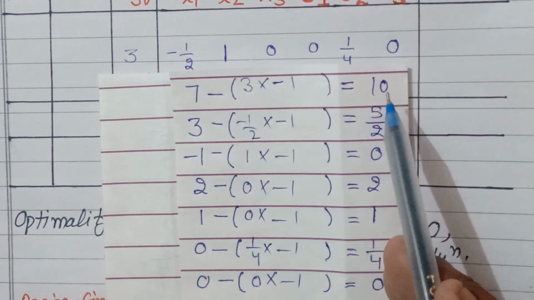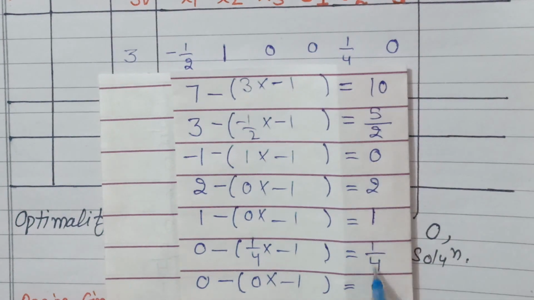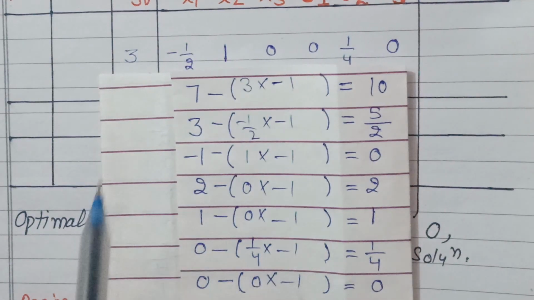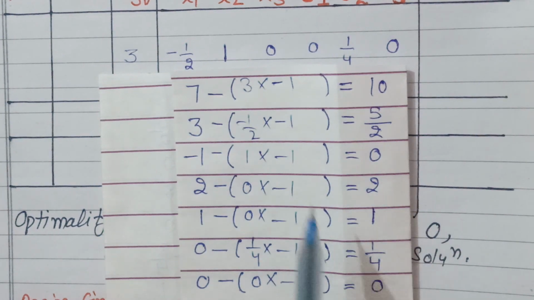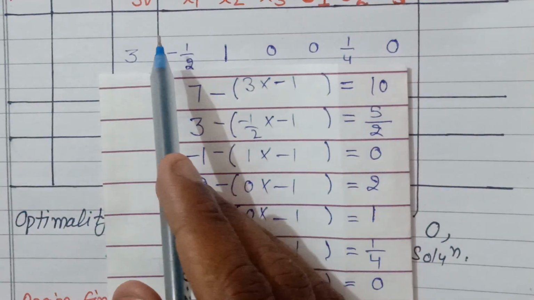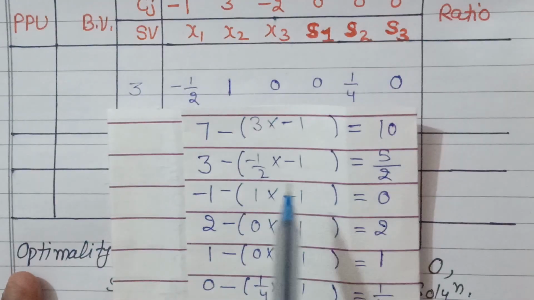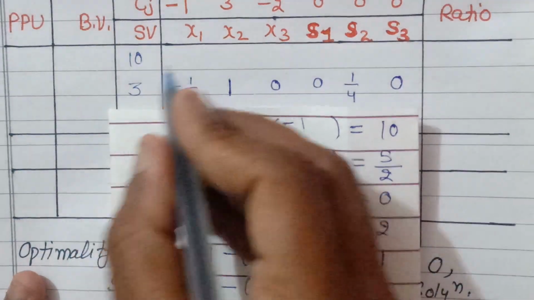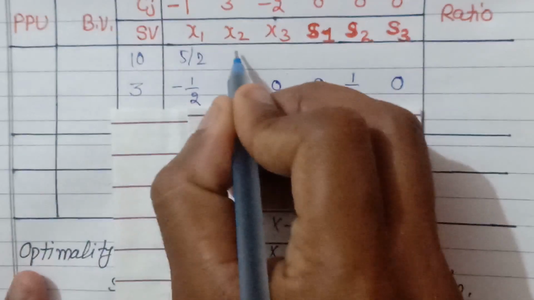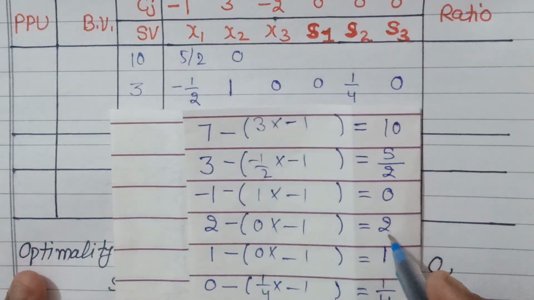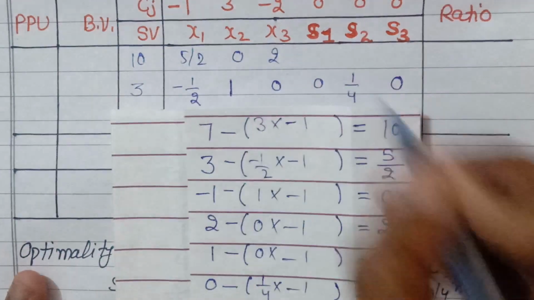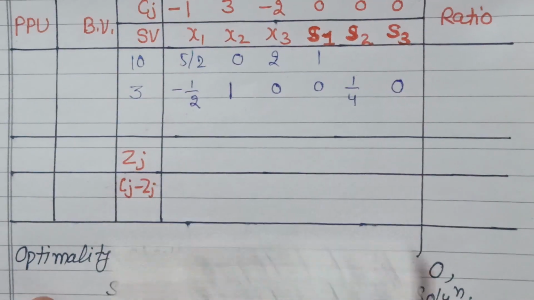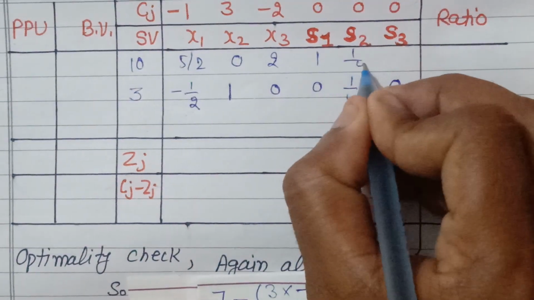Okay, now we have to write these values again in the form of a row in the simplex table 2. So let us write these values in the simplex table 2. The first is 10, then the next value is 5 by 2, then 0, then 2, then 1, then 1 by 4 and 0. Okay, so this is 1 by 4 and 0.